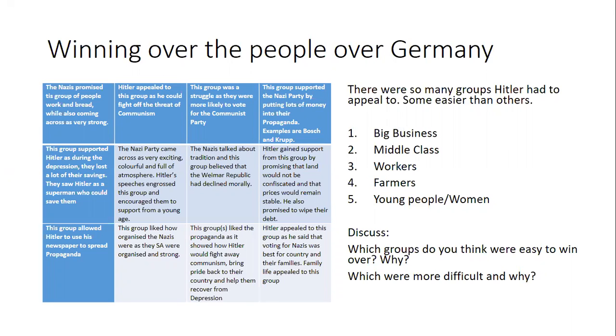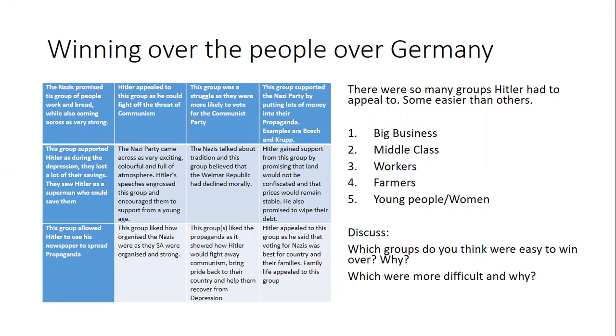So first of all, the Nazis promised this group of people work and bread, while also coming across as very strong. Hitler appealed to this group as he could fight off the threat of communism. This group was a struggle, as they were more likely to vote for the Communist Party at the start. This group supported the Nazi Party by putting lots of money into their propaganda, such as Bosch and Krupp. This group supported Hitler as during the Depression, they lost a lot of savings. They saw Hitler as a Superman who could save them.